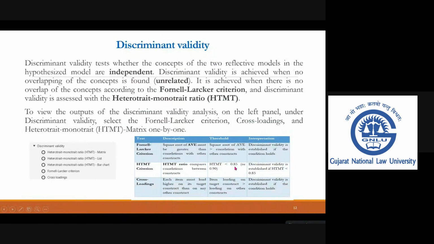So how to understand? HTMT value should be less than 0.85, or at least you can also go up to 0.90. When it comes to cross-loadings, we are going to look at whether each construct has higher values with its own construct as compared with the other constructs.